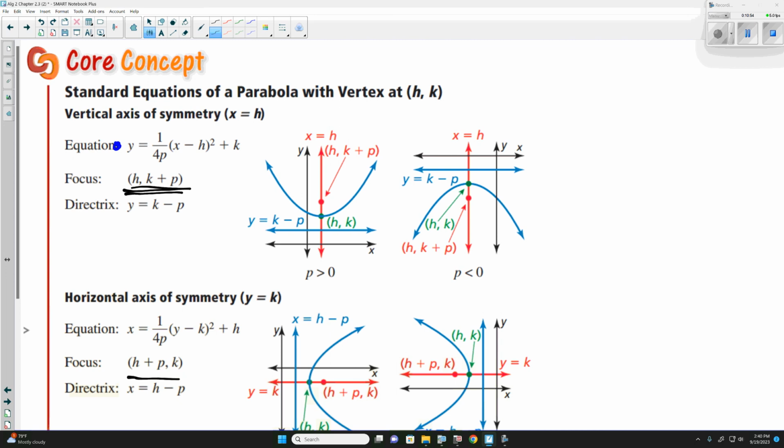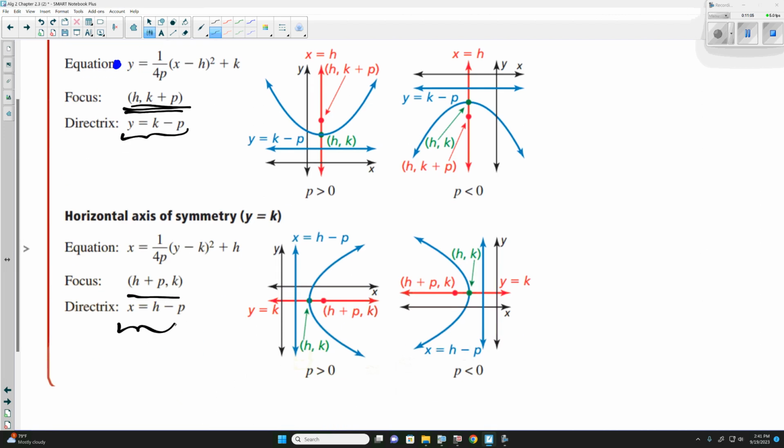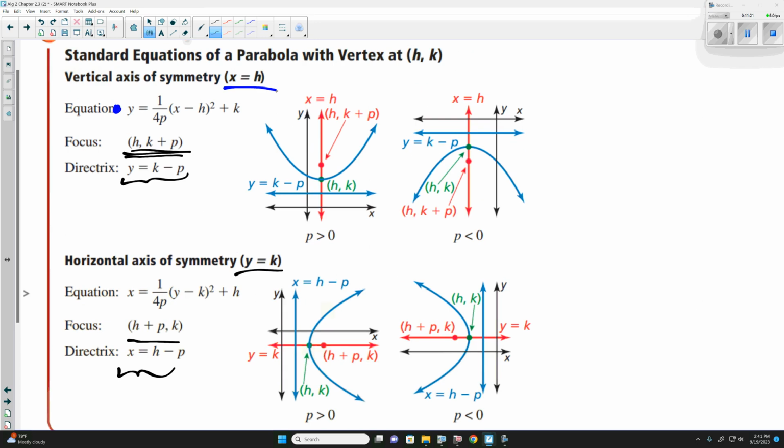And I say that because with the directrix, for one equation, it's y equals k minus p, yes? The other directrix is x equals h minus p, yes? One is x equals, one is y equals. We can just look and see, what does it have? Does it have x equals or does it have y equals? Okay, then I can pick the equation. The axis of symmetry is y equals k, and the other is x equals h. h and k are just numbers.